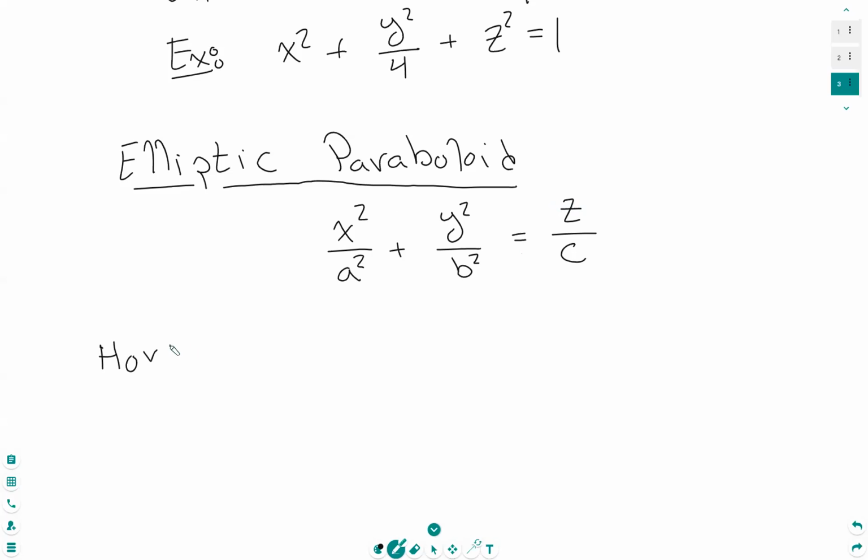So the horizontal traces are ellipses, right? Because I just cut this z term out, or maybe even make it some constant that's non-zero. It's still an ellipse.